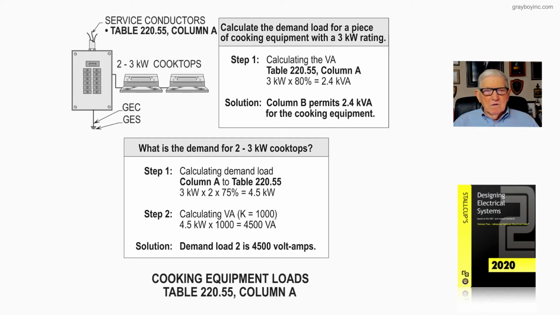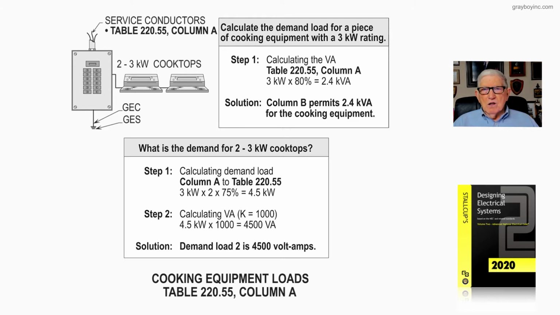Now let's look at this figure 22-9, which illustrates cooking equipment loads in accordance with Table 220.55, Column A. Notice we're using Column A for the service and even a branch circuit, if that be the case. Now, if we just had one unit at 3 kW, then we'd calculate the demand load for a piece of cooking equipment with a 3 kW rating.